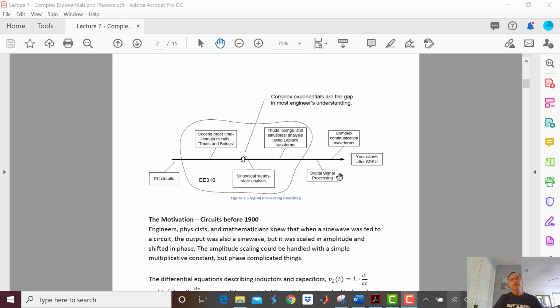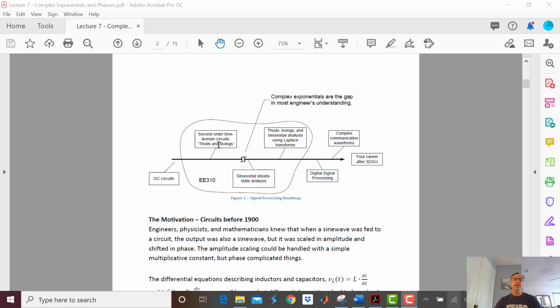I like roadmaps to see where we are. So I drew this little roadmap because I kind of wanted to put today's lecture in perspective for you. So you're learning about signal processing. That's you following that little arrow down there. And you started off learning about DC circuits, and then you got into EE310, which is the class that this lecture is a part of.